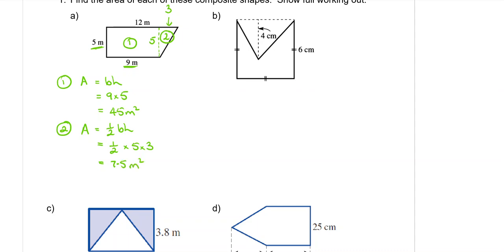Okay, so that's calculated each of the areas, and then I want to find the total, so I'm going to add them together. 45 plus 7.5 means that my total area is 52.5 meters squared. Okay, so that's the first method that you can use, but it takes a lot of lines of working out. I'm now going to show you the second method for the next question, which will mean that I can go back to doing the question in 3 lines of working.